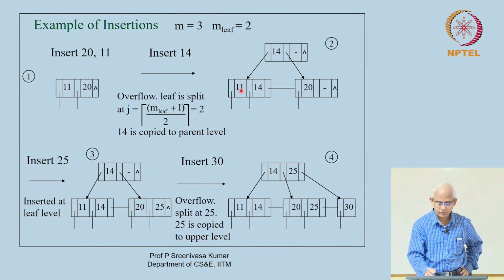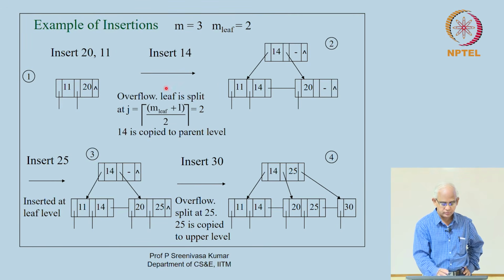So I keep 11, 14 here and 20 in the new leaf, and then move this 14, which is this Kj, and make a new node. This is the parent of this particular leaf. It did not have a parent, so now we are creating a parent, and then insert this 14 in the parent node, and then set the appropriate 3 pointers. So now you can see the 14 will start guiding the search. If it is less than or equal to 14, you come here. If it is greater than 14, you go there.